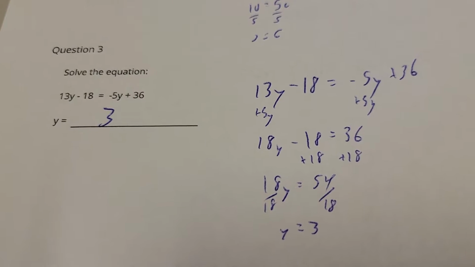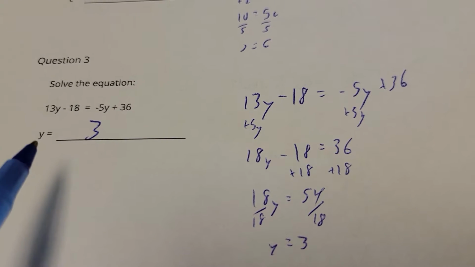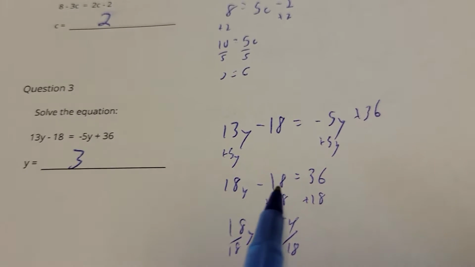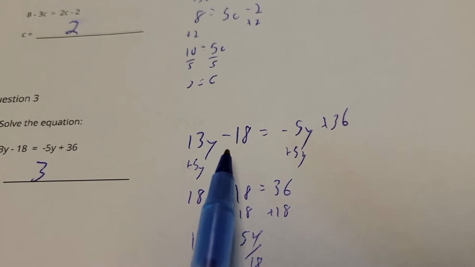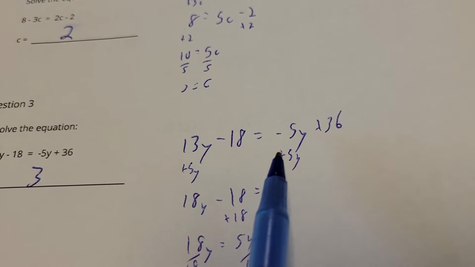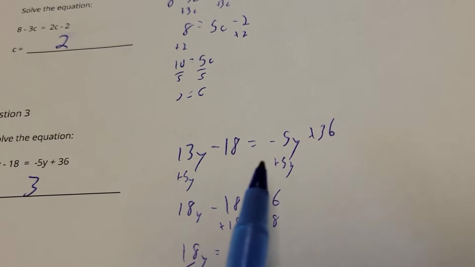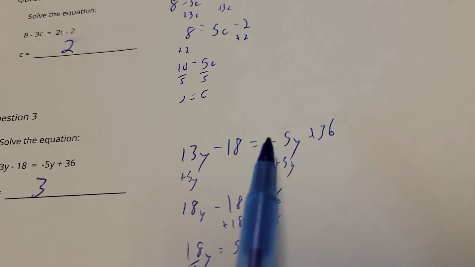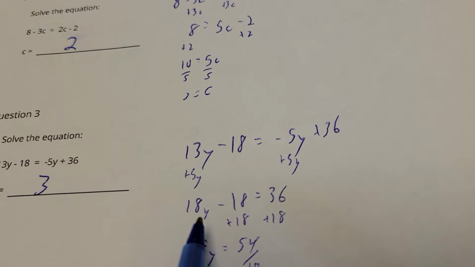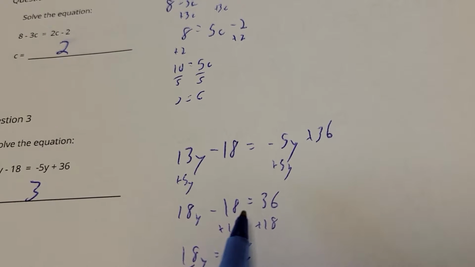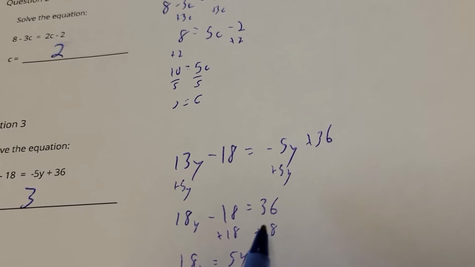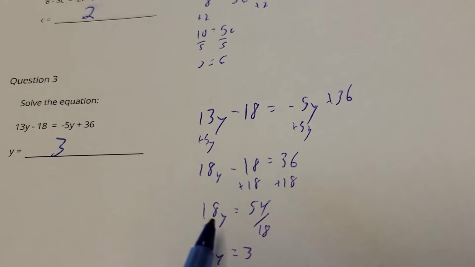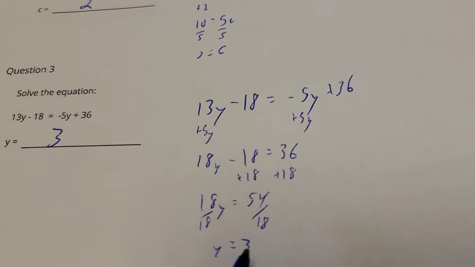Next up, number 3. I got 13y minus 18 equals negative 5y plus 36. So I want to figure out which side to get the y's on so it's positive. If I took away 13, negative 5 minus 13 is going to be a big negative number. I don't want that. So I get rid of the minus 5 by adding 5. I get positive 18. So 18y minus 18 equals 36. And I get rid of the minus 18 by adding 18, and I get 18y equals 54. Divide each side by 18, and y equals 3.